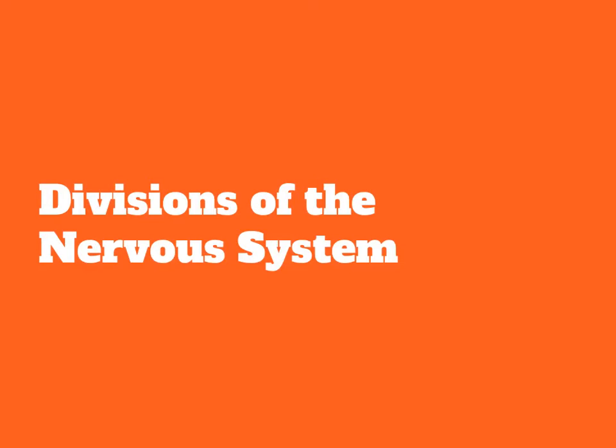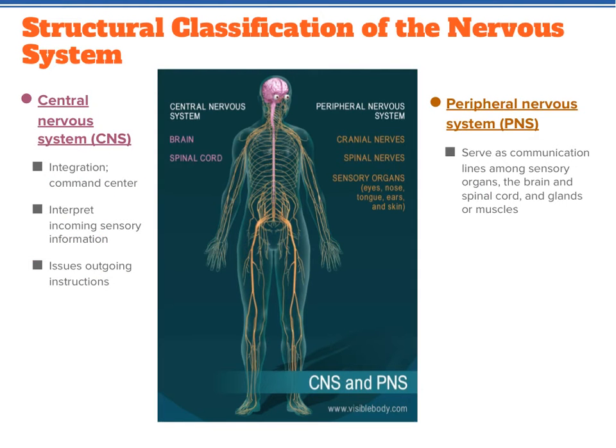All right, the divisions of our nervous system are pretty complex. There's a lot of small divisions, so we're just going to go over the general divisions, and we won't talk too specifically about each one. So here we go. The first two divisions of our nervous system are the central nervous system and the peripheral nervous system.